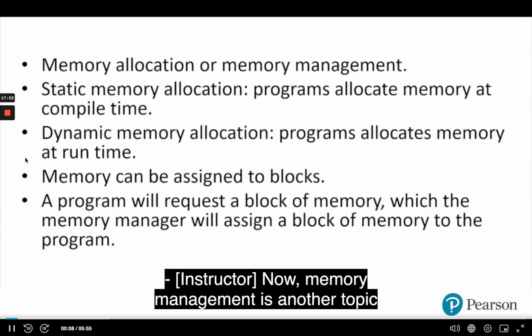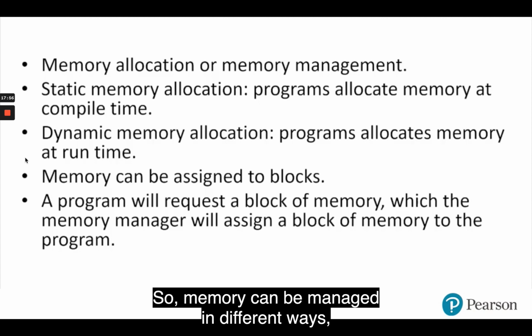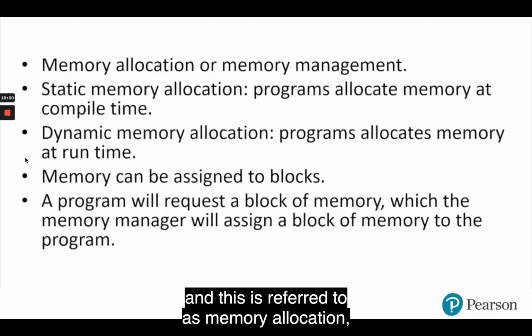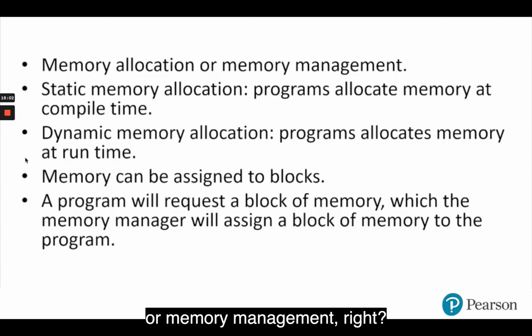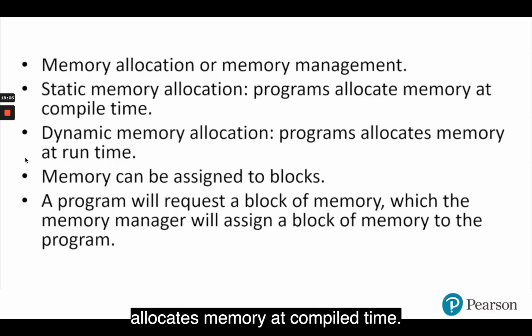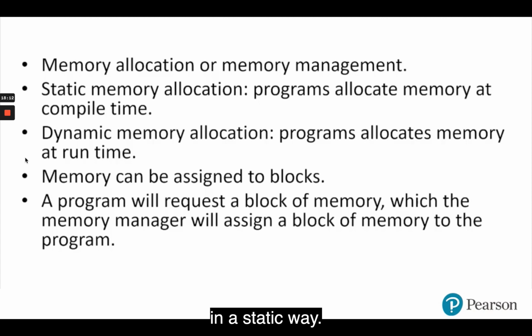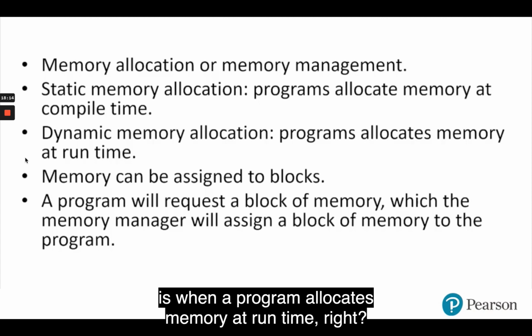Now, memory management is another topic that you actually have to become familiar with, right? So memory can be managed in different ways. And this is referred to as memory allocation or memory management, right? So static memory allocation is when a program allocates memory at compile time. So that is done, of course, just like the word says, in a static way. Now, dynamic memory allocation is when a program allocates memory at runtime, right?